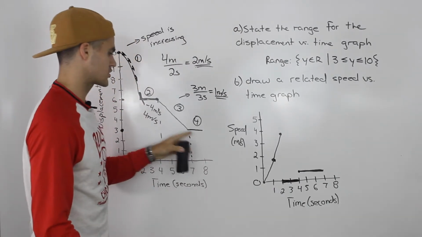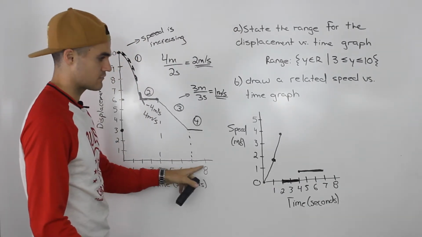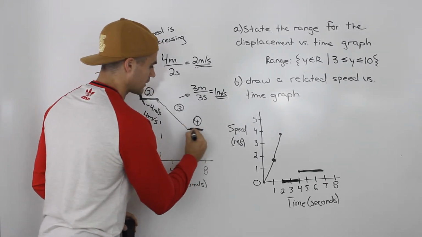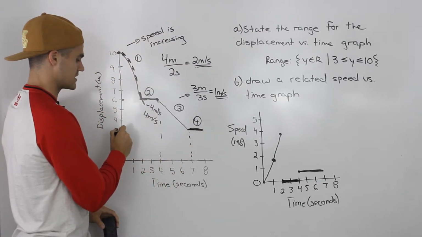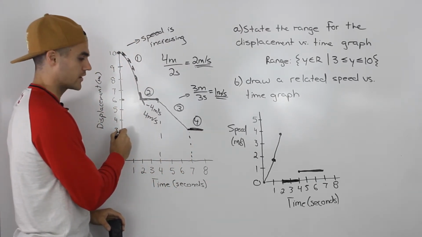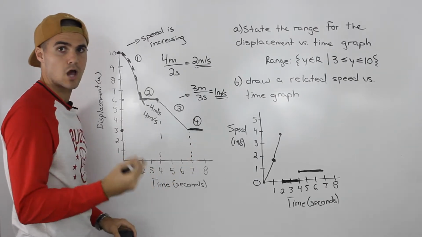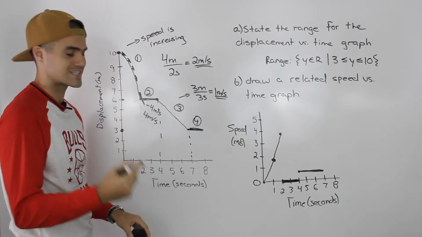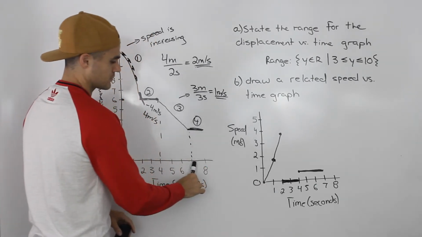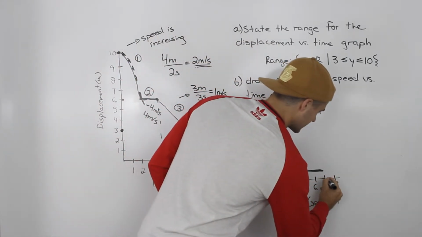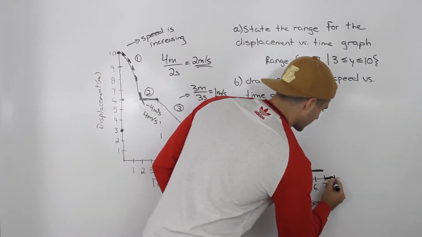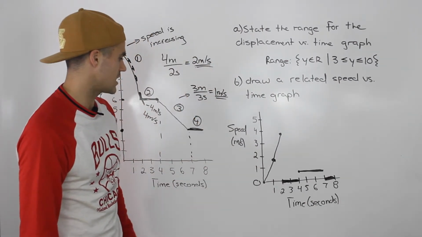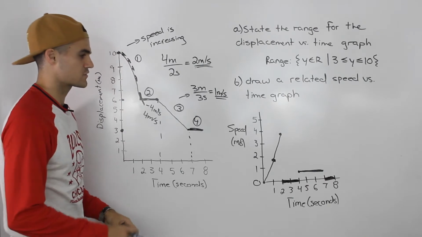And then finally, our last section, section 4. So what's happening from 7 to 8 seconds? Well, notice, as in section 2, we have another horizontal line on the displacement versus time graph. It means the object is at 3 meters the whole time for that whole interval, meaning it's not moving. Its displacement is not changing. When an object is not moving, that means its speed is 0. So from 7 to 8 seconds, its speed is 0. So that ends up being our final speed versus time graph for this corresponding displacement versus time graph.